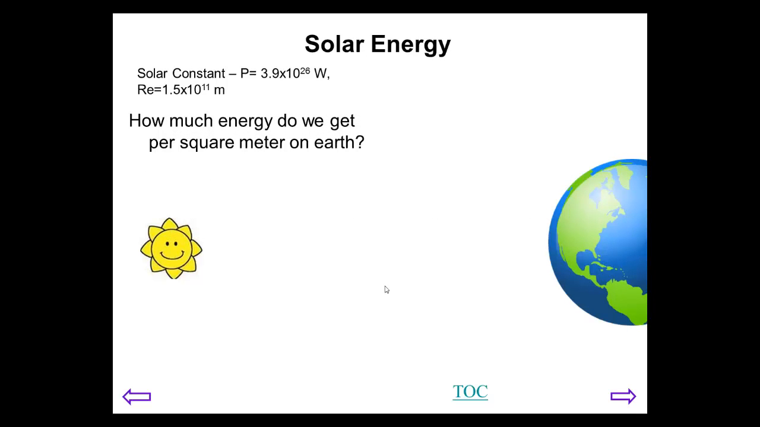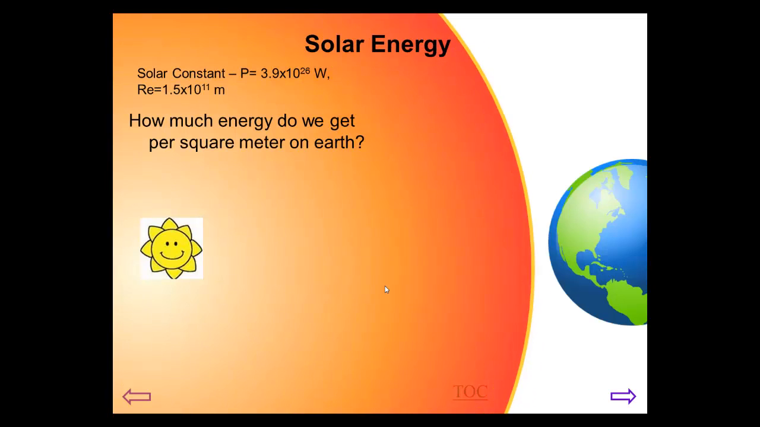So we know that the Sun has a power output of roughly 4 times 10 to the 26 joules per second. The Earth feels some of this power, some of this energy, at a distance of 1.5 times 10 to the 11 meters. The question is, how much energy do we get per square meter on the Earth? This power, which is coming out from the Sun, only some of it is being picked up at the Earth's distance.